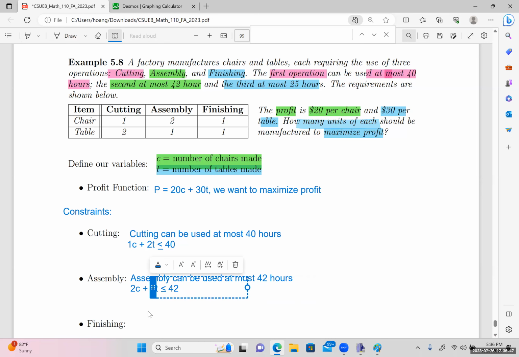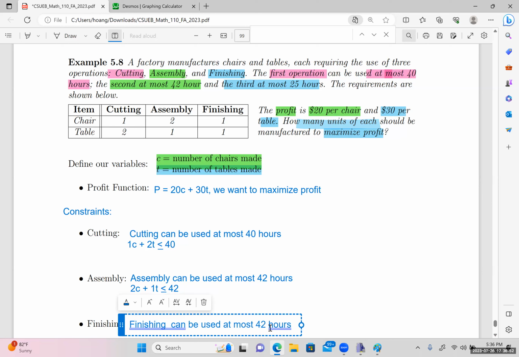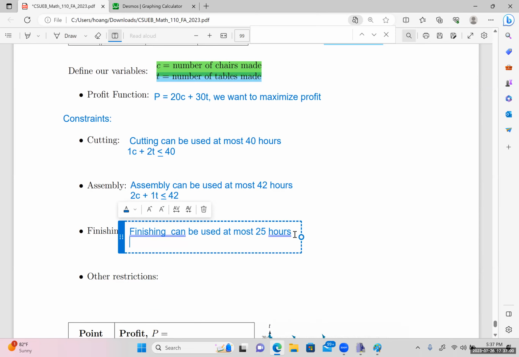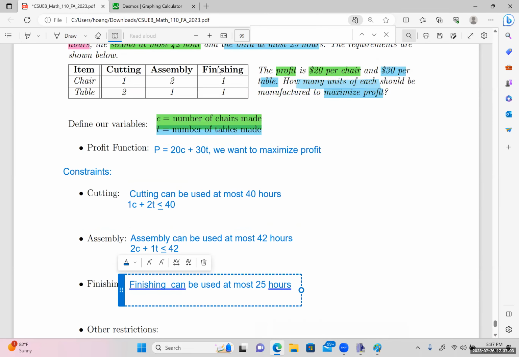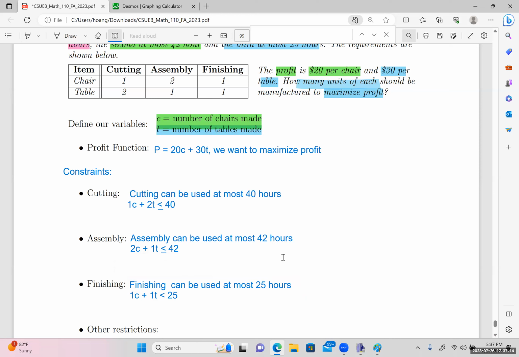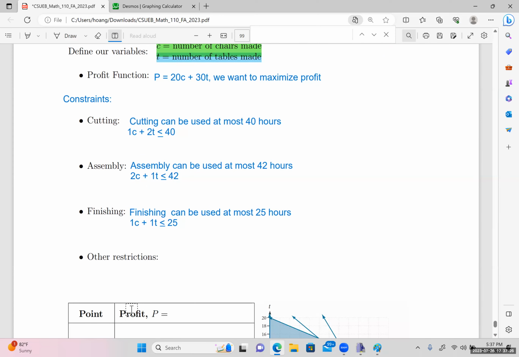See this, it says at most. Finishing can be used at most 25 hours. So according to finishing here, 1 hour for each chair, right? 1 chair, adding 1 table, less than or equal to 25 hours. So this includes equal. Any other restrictions?